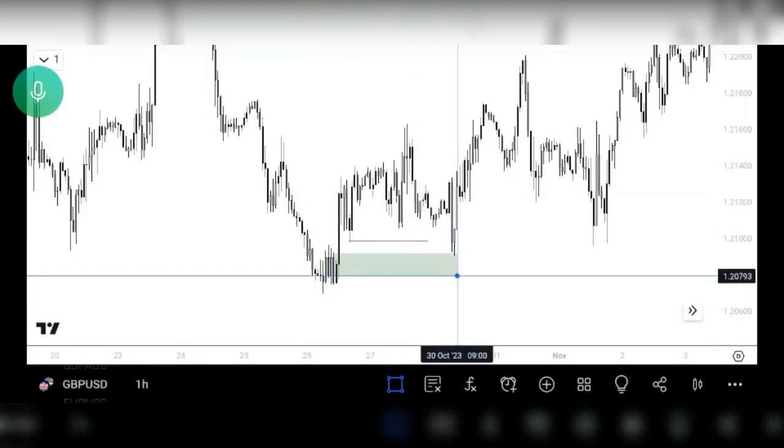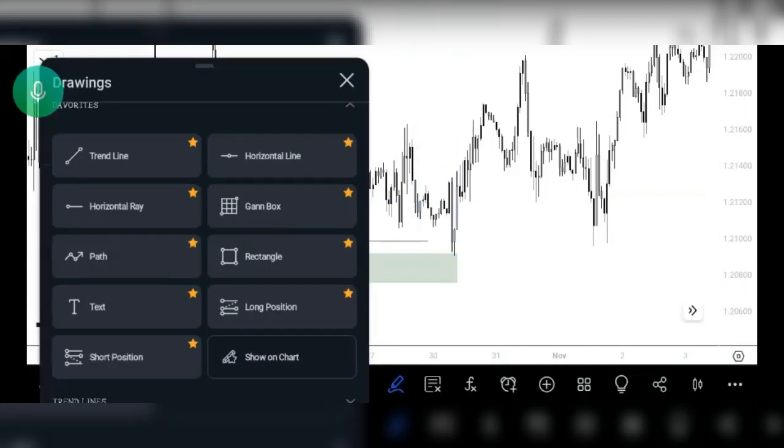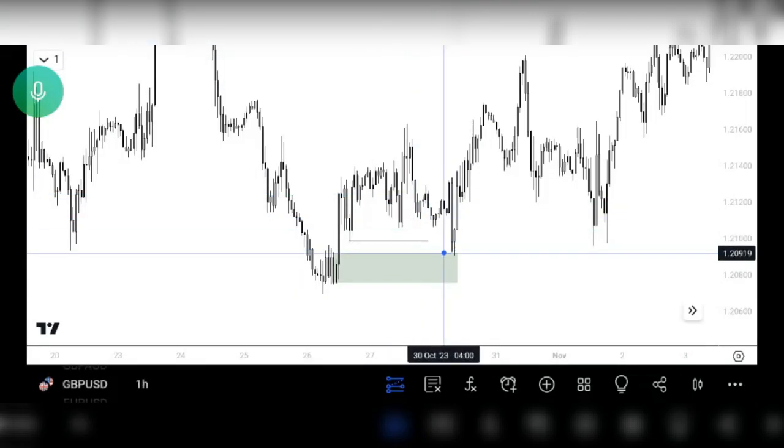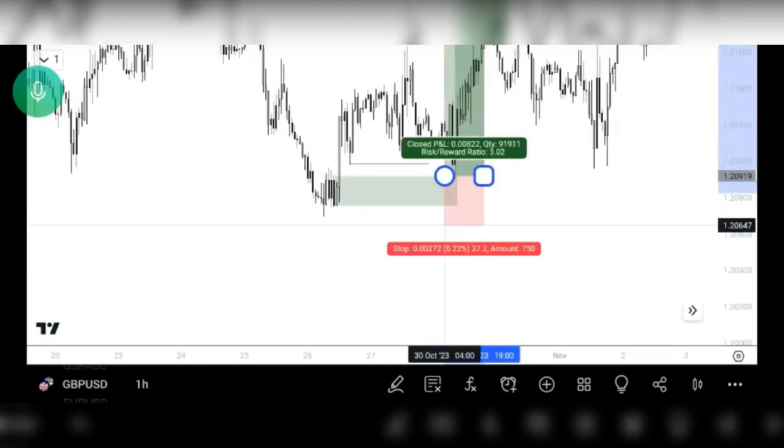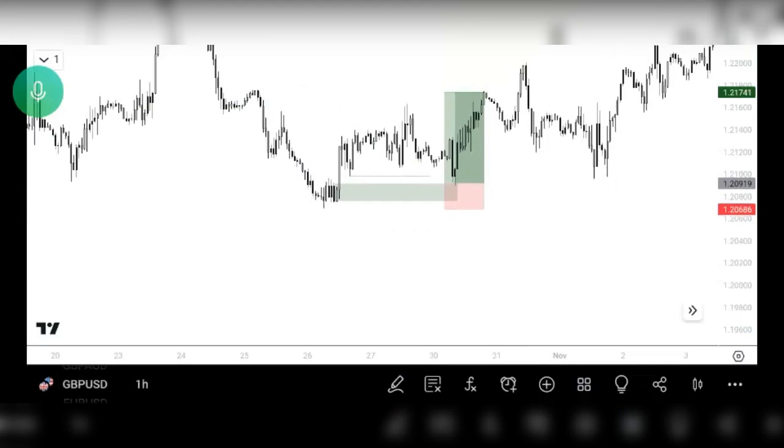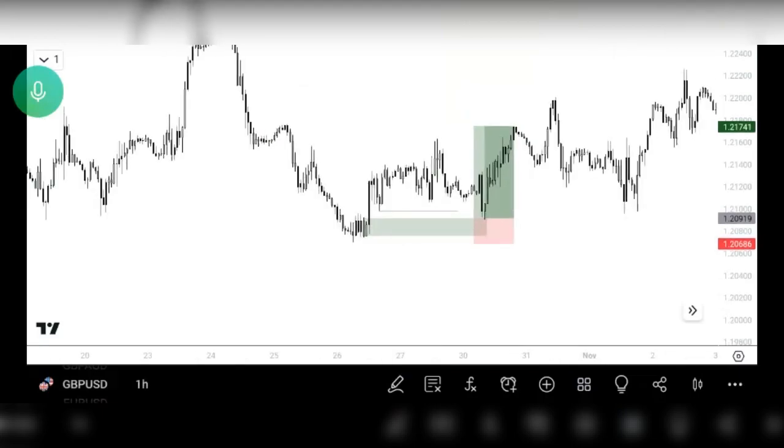Then you pick it like this. Now see what happened. Price just literally came into it and drifted to the upside. Very simple. Like this, you have your stop loss here. That's a win on its own.